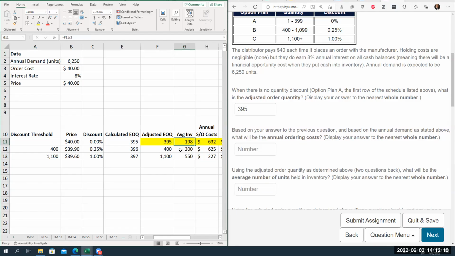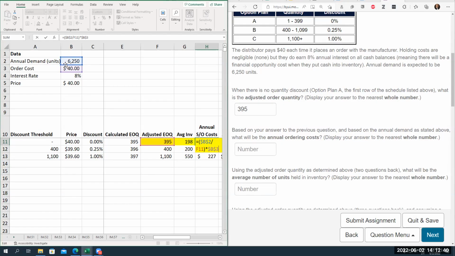Okay, so we have our average inventory. How do we calculate our annual ordering costs? We're going to do this with our annual demand, and we're going to divide by the EOQ. Why are we doing that? We have our annual demand of 6,250 divided by the EOQ, which is the adjusted one here, 395. Okay, let's think about that.